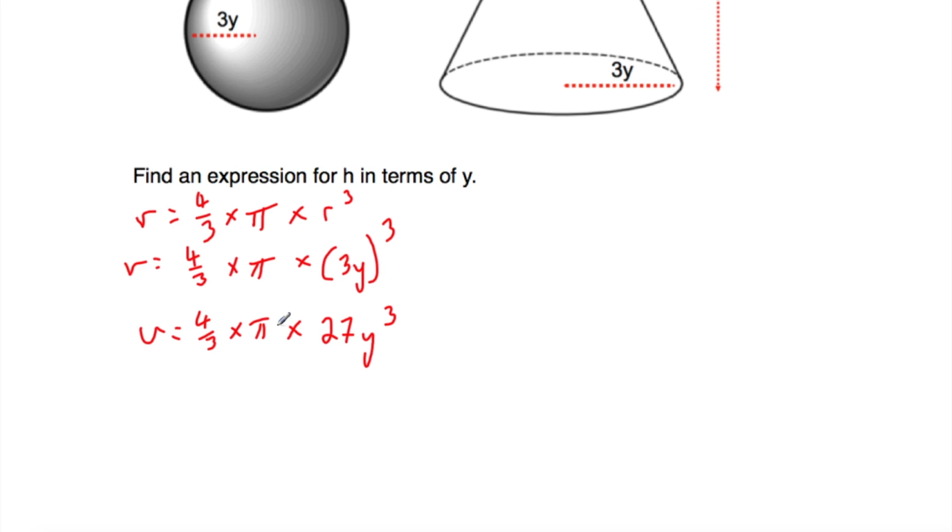Okay, so I've just moved this down a bit here. Now we want to find the volume of the sphere. So we've got 4/3 multiplied by pi multiplied by 27y cubed. Well, let's work out what 4/3 of 27 is.